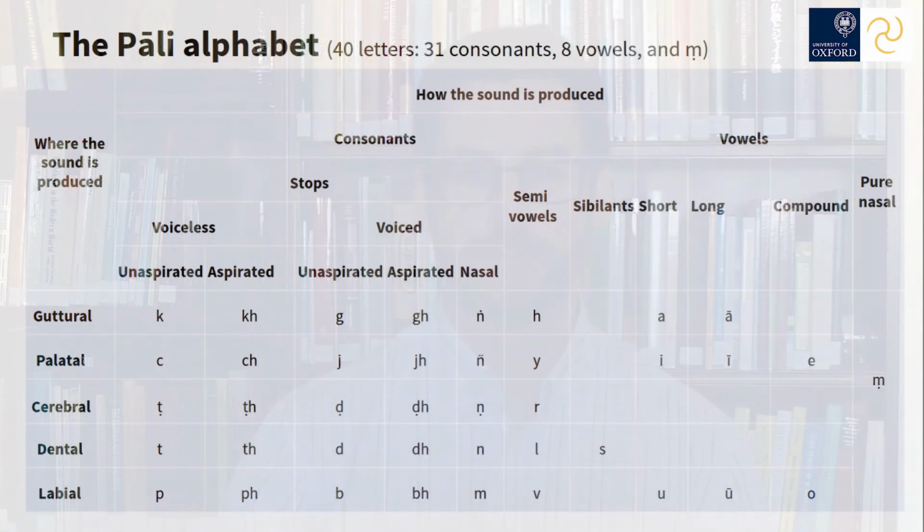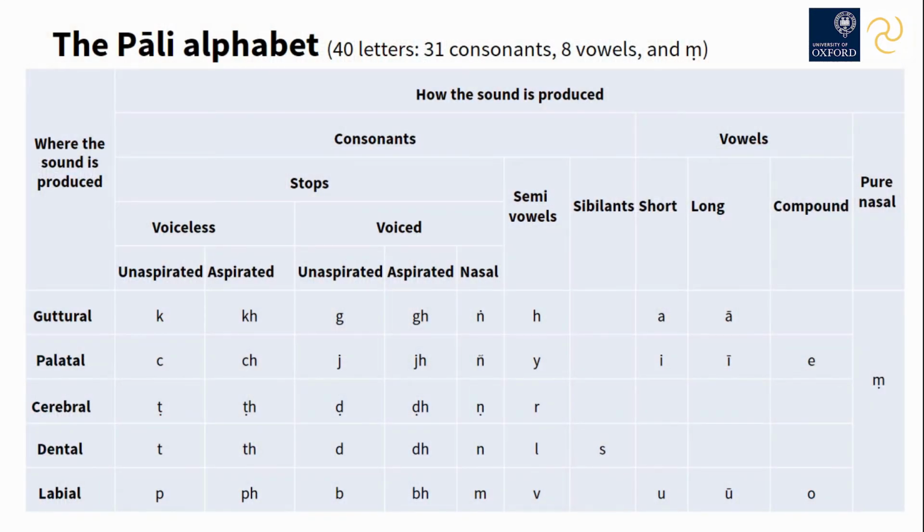In Lesson 4, we will be studying the Pali alphabet. As you can see, in total there are 40 letters in the Pali alphabet: 31 consonants, 8 vowels, and a pure nasal sound called anuswara, the M with a dot under it, which we met in the last lesson.